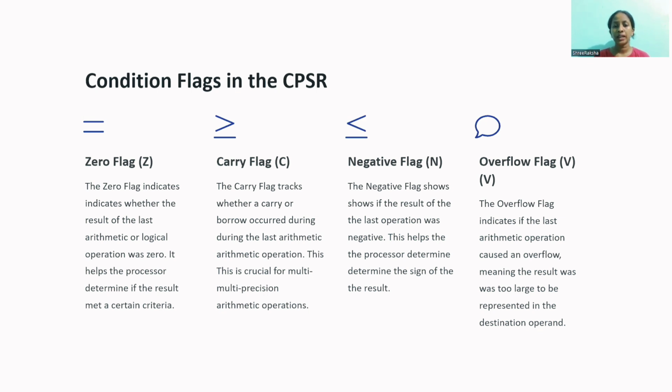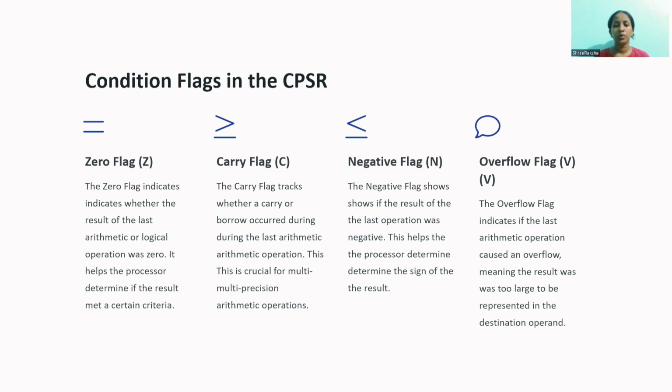Next one is the carry flag and it is denoted by C. It is used to track whether a carry or a borrow occurred during the last arithmetic operation. This is crucial for multi-precision arithmetic operations. The next flag is the negative flag and it is denoted by N. It shows if the result of the last arithmetic operation was negative. It helps the processor determine the sign of the result.